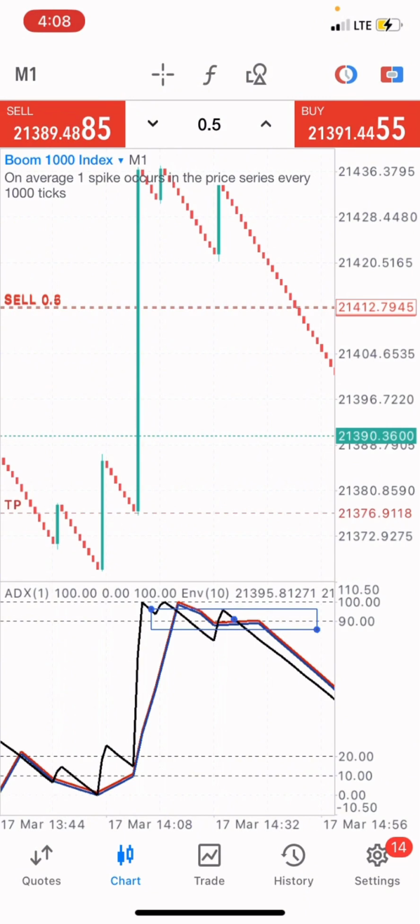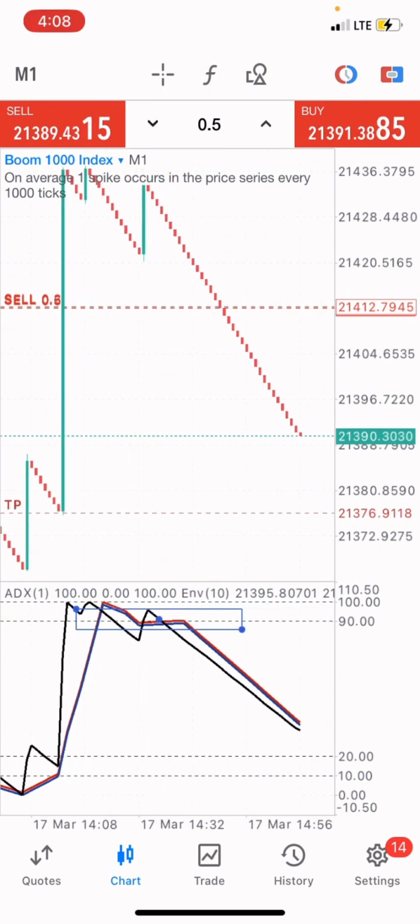Right? So we have our setup. We're still in profit, guys. You can see we are still in profit. So we have the setup now.